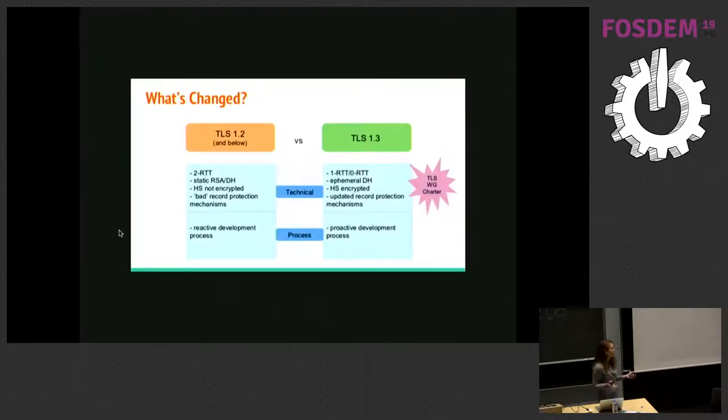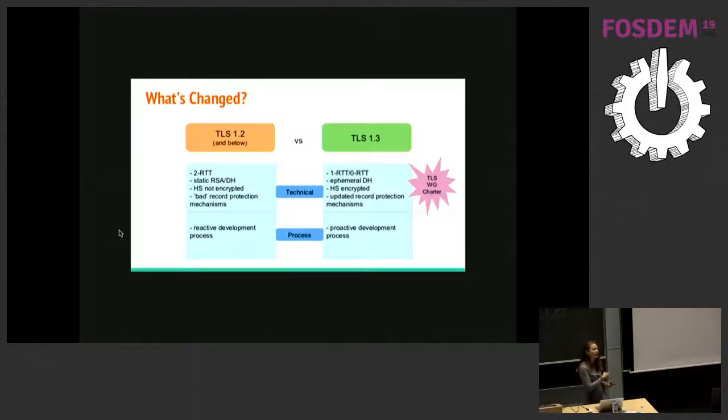Now, what's changed? Well, in TLS 1.2 and below, we see some technical changes. We're also going to see changes on the process front and the standardization front. Now, in terms of technical changes, 1.2 and below need two round-trip times in an initial connection before the client can start sending application data. They use static RSA and Diffie-Hellman primitives. A lot of the handshake is not encrypted. And these protocols or the handshake allowed for the negotiation of bad record protection mechanisms.